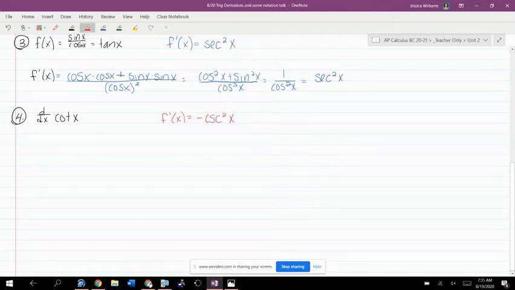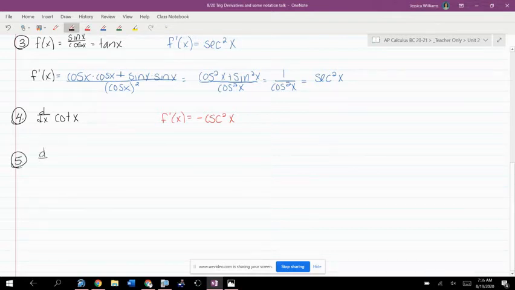Derivative of tangent is secant squared. Derivative of cotangent is negative cosecant squared. And you prove that one the same way. You could do a cosine over sine and then do a quotient rule on it. All right, let's do secant.